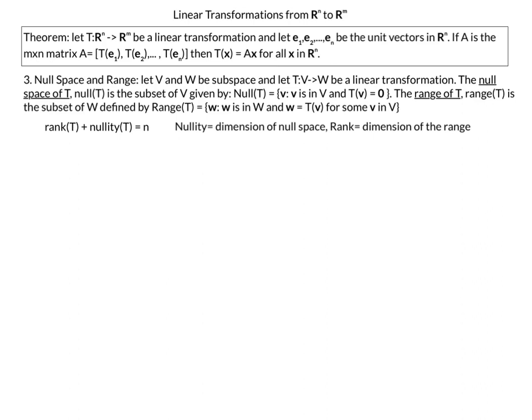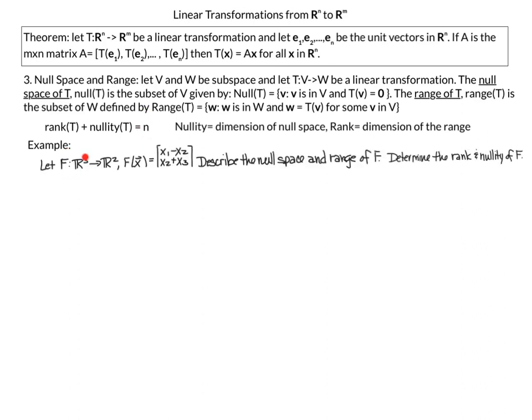And what we had discussed also in the previous video is that the rank of T, which is the dimension of the range, plus the nullity of T, and the nullity is the dimension of the null space, is equal to n. So this is our example. Let f go from R3 to R2. So here V is R3, W is R2. And f is specifically defined as (x1 - x2, x2 + x3). We're going to describe the null space and range of f, sort of a review of what we did in the dimension chapter, but we'll also determine the rank and nullity of f.